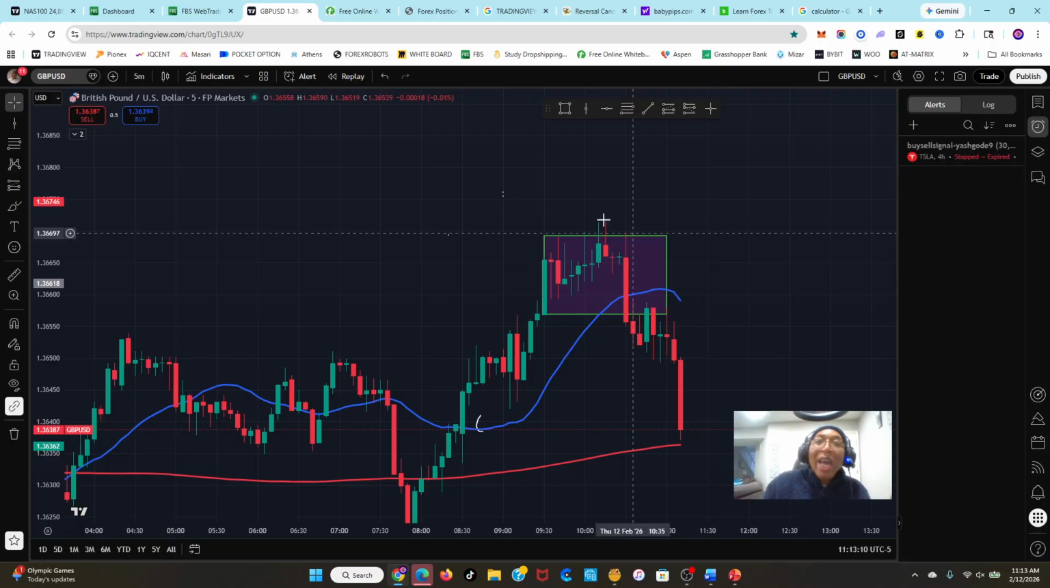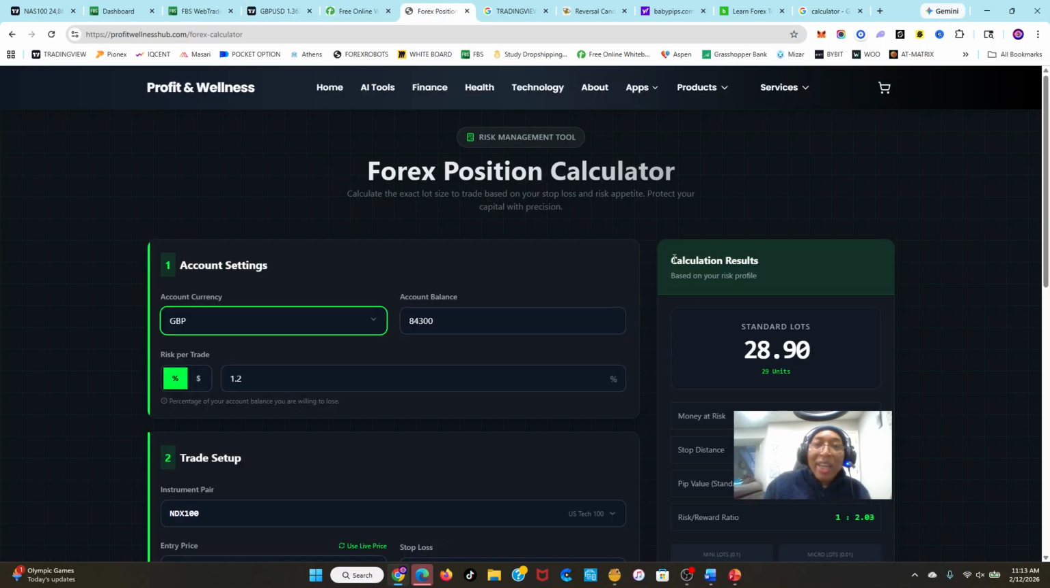But using AI, we created a simple calculator for you. We call it the Forex position calculator. How basic that is. It is so simple. Calculate the exact lot size to trade based on your stop loss and risk appetite. Very important, risk appetite. With risk appetite, let me put a disclaimer, guys.